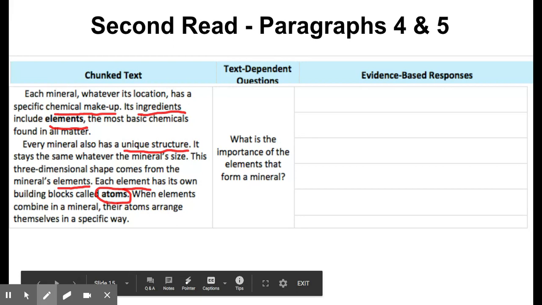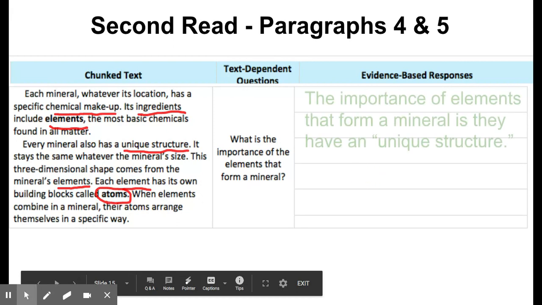Okay, so what is the importance of elements that form a mineral? Oh, I remember reading about that here. So I'm going to say the importance of elements that form a mineral is they have a unique structure. So again, that's what makes them different. That's why they're so important.